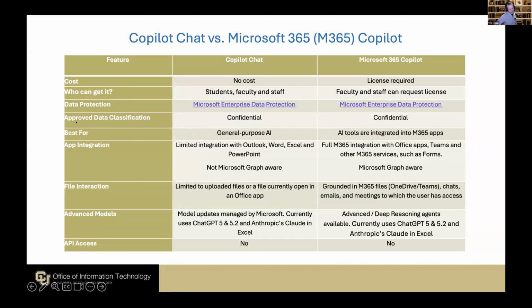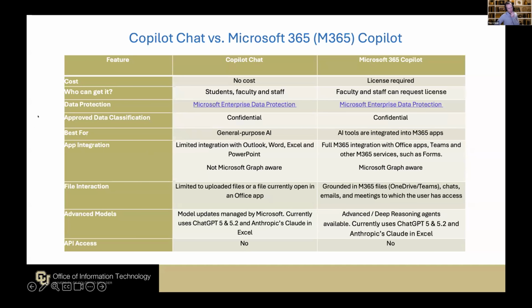In terms of file interaction, Copilot Chat is only able to answer questions about files that you upload, or for example, if you were in Office online, so you had Word online and you opened up a document, you could use Copilot to ask questions and help you write a document in Word. Whereas with the Microsoft 365 Copilot license, it's all grounded in the files that you have access to. So you don't necessarily have to upload a file. You could just reference the file because it's aware of the files you have access to.